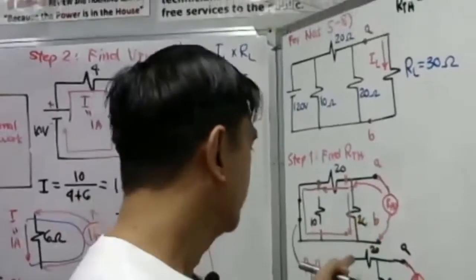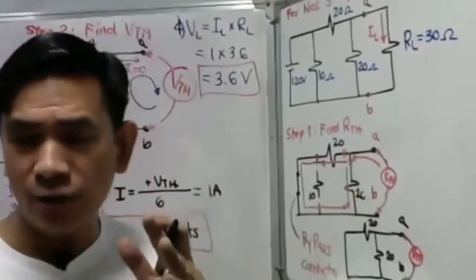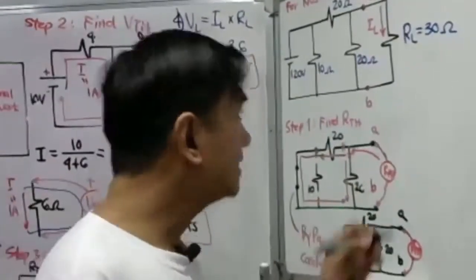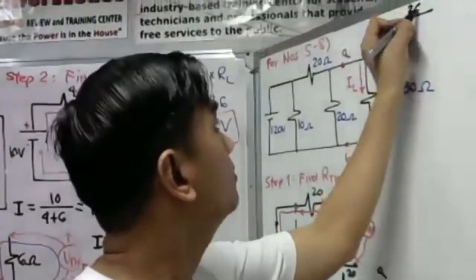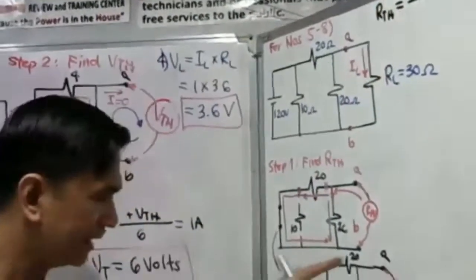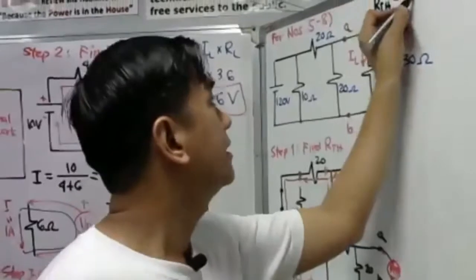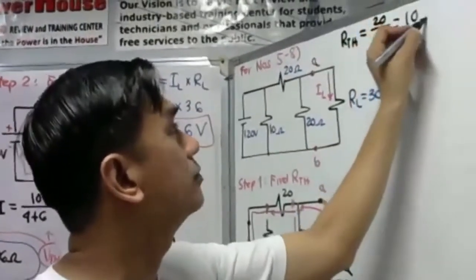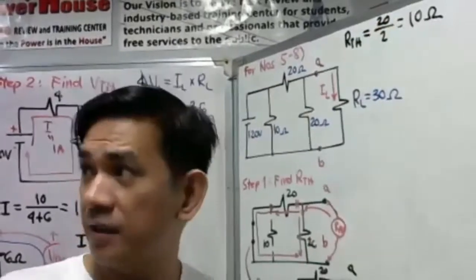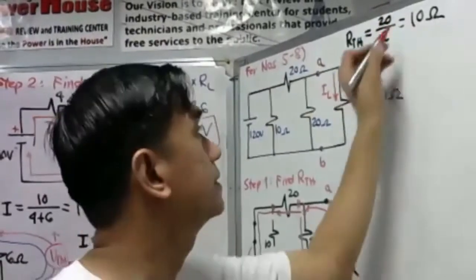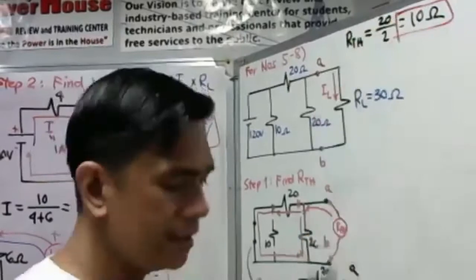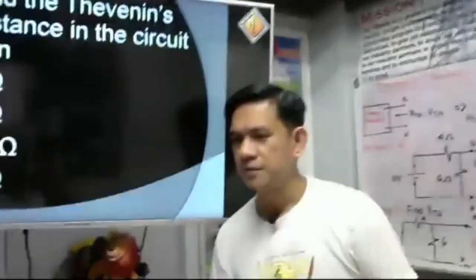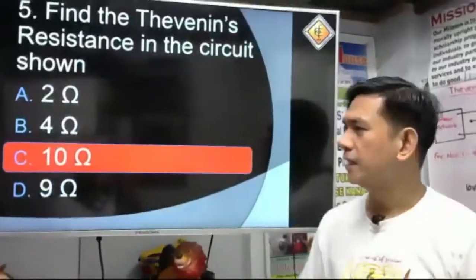Again, for identical resistors in parallel, that's equal to the branch resistance, which is the 20 ohm, divided by the number of branches. Simply 2. So the answer will just be 10 ohm. That is our RTH. Okay? And the answer would be letter C.